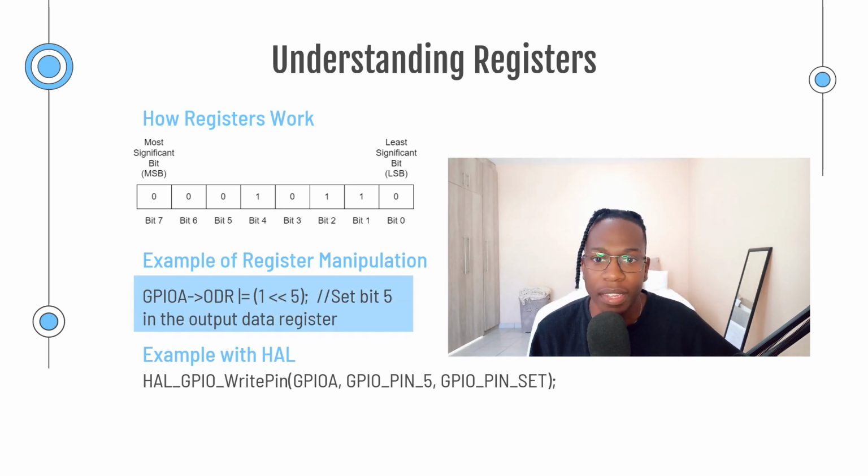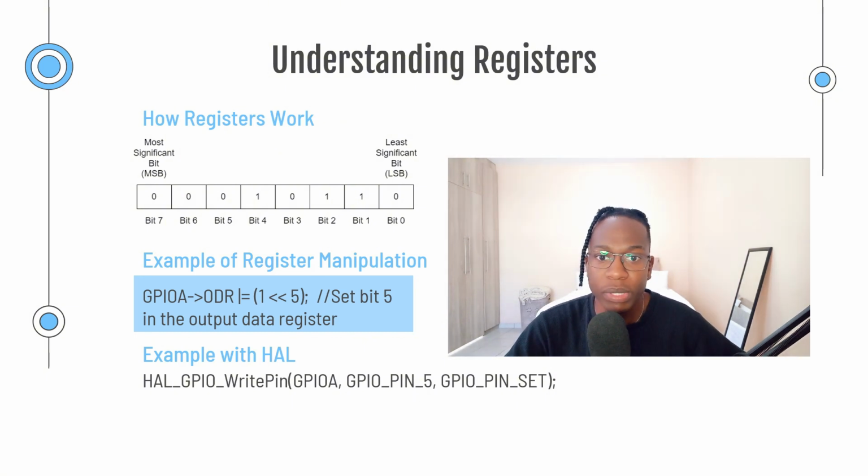To give you an idea, if you weren't using HAL, you might have to write something like this highlighted code over here to set a GPIO pin high. What's happening in this highlighted code is that the fifth bit of the output data register, the ODR register for port A, has been set. While this is efficient, it can easily lead to errors and it makes the code harder to read, especially for beginners. However, with HAL, this same operation is done with a function call, which is much more straightforward and much more readable.